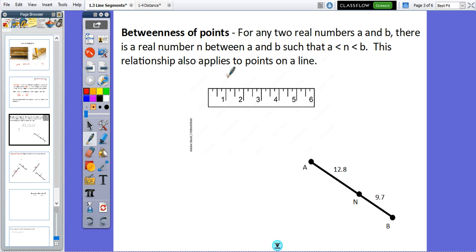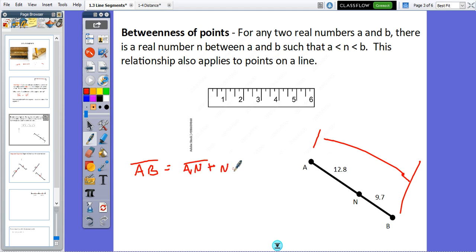So when it comes to betweenness of points, they usually do that because they want you to say, like, hey, I got 12.8 and 9.7. The question is, what is AB? What's the length of the whole thing? Well, first off, let's talk about AB. Segment AB is made up of two parts. It's made up of segment AN and, of course, segment NB. So AN and NB together gives us AB.